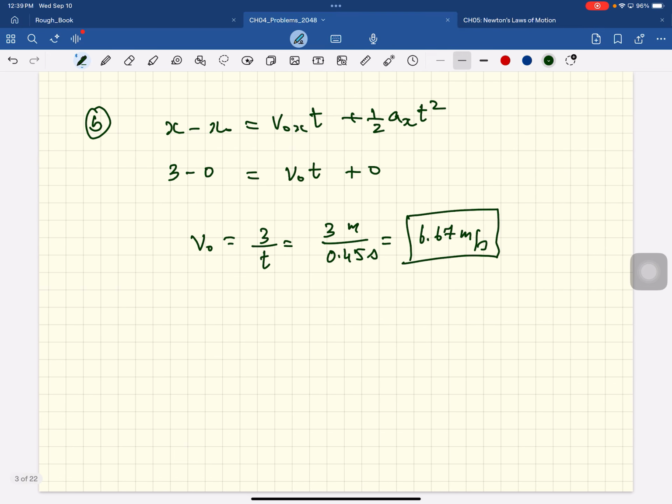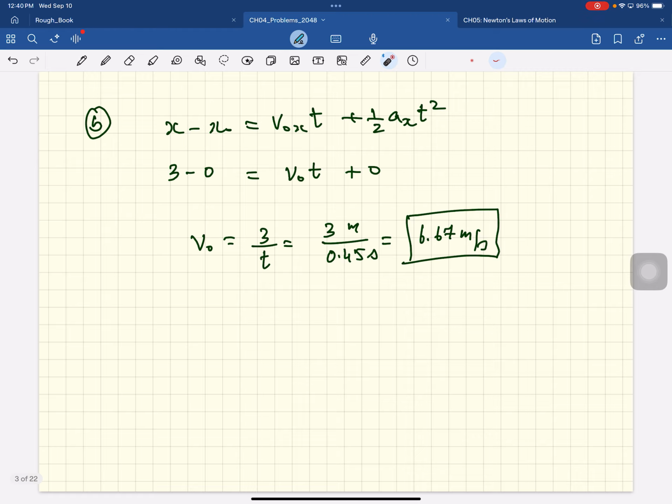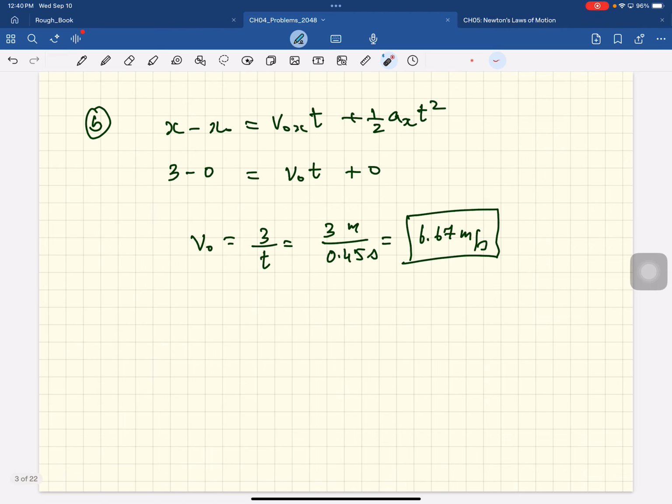So again, let me show mathematically. We ended up finding two things: V naught and T, the time of flight. We had these two data points, the vertical distance traveled and the horizontal distance traveled, and from those two data points we were able to find those two things. And for the horizontal distance, why does the second term automatically become 0? AX is 0.